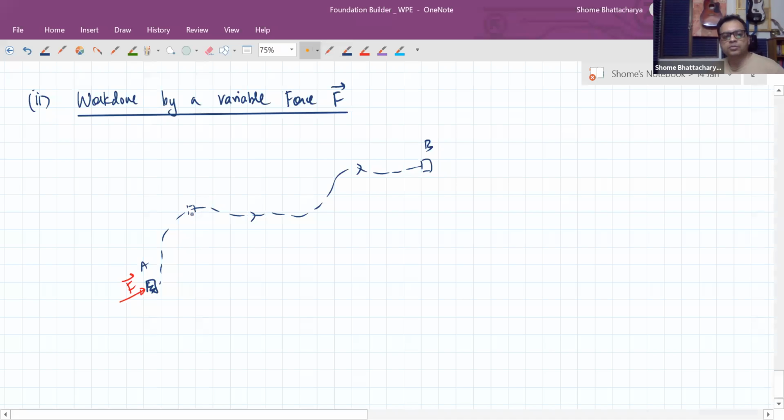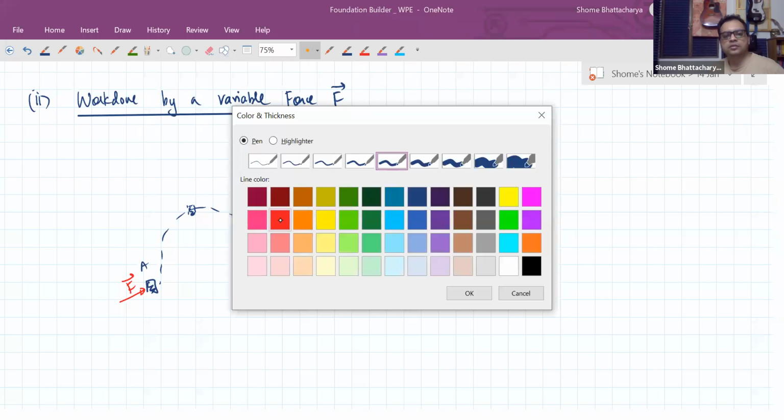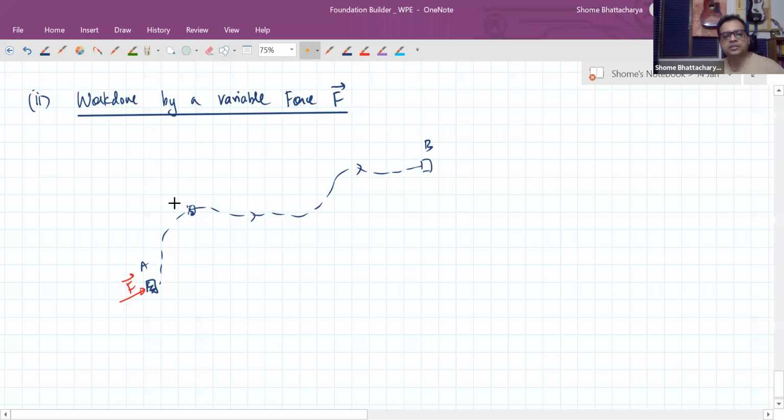So when the block is at a position like this, let's say the force vector has become like this. By the time it's reached here, let's say the force vector has become like this. And somewhere here it is like this. So all the time the force is changing one way or the other. Then how do we calculate the work done by such a force?